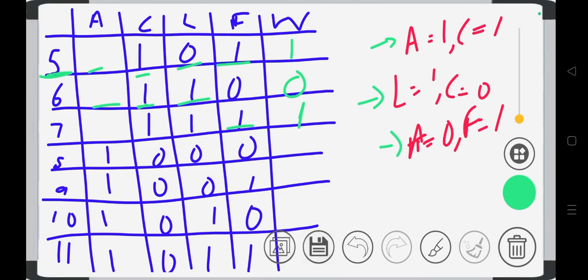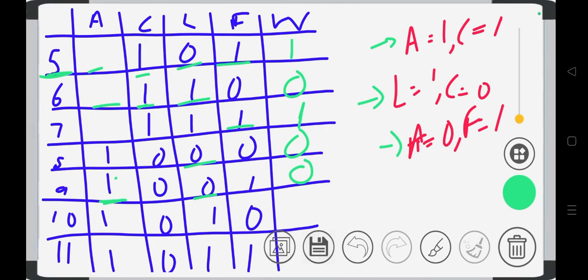Next, number 8, A1 C1, A1, no, C is 0. L1 C0, no, does not satisfy. A0 F1, no, again it does not. So number 8 also, guys, does not satisfy. Number 9, A1 C1, A1, no, C is 0. L1 C0, L1, no. A0 F1, A is 0, F, no, A is 1, so this also does not. Number 9 also does not satisfy.